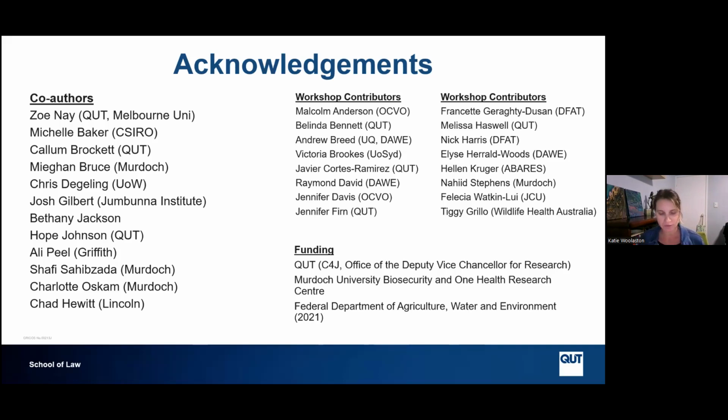So emerging infectious diseases. These are the diseases that are emerging in people and have the potential to become pandemics, increasing in frequency. I know that's not what you want to hear when we feel like we're winding down from COVID-19, but unfortunately they are increasing in frequency.